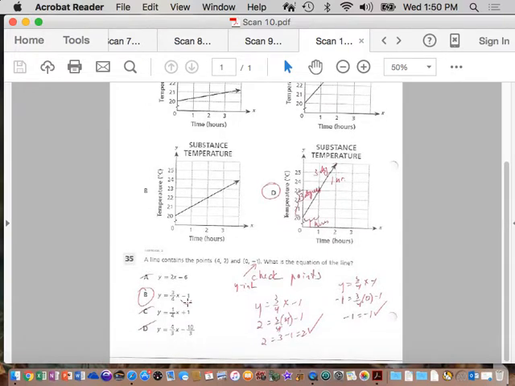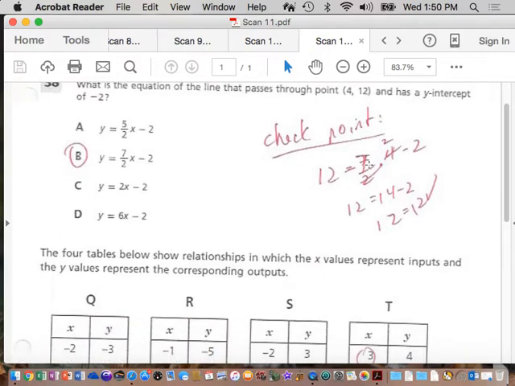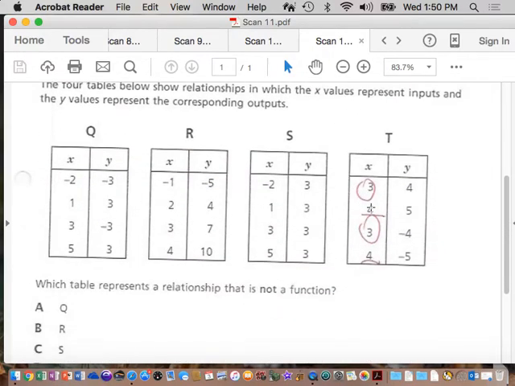And for number 35, and the next one to follow, you have to check the coordinates in the problem. If the coordinates check, then it's a solution. If it doesn't check, it's not a solution. And the same exact thing applies to this guy right here. It worked, okay? Which one's not a function? This is not a function, double threes.